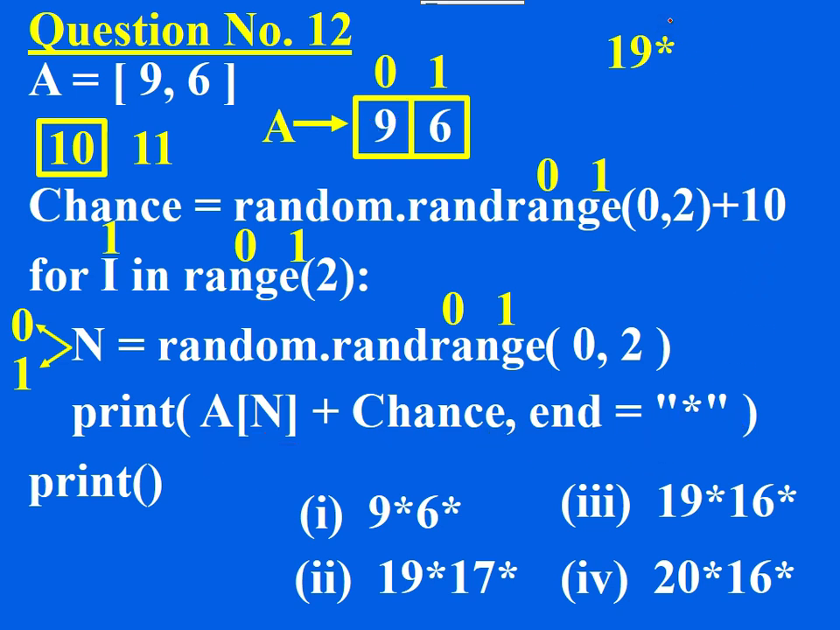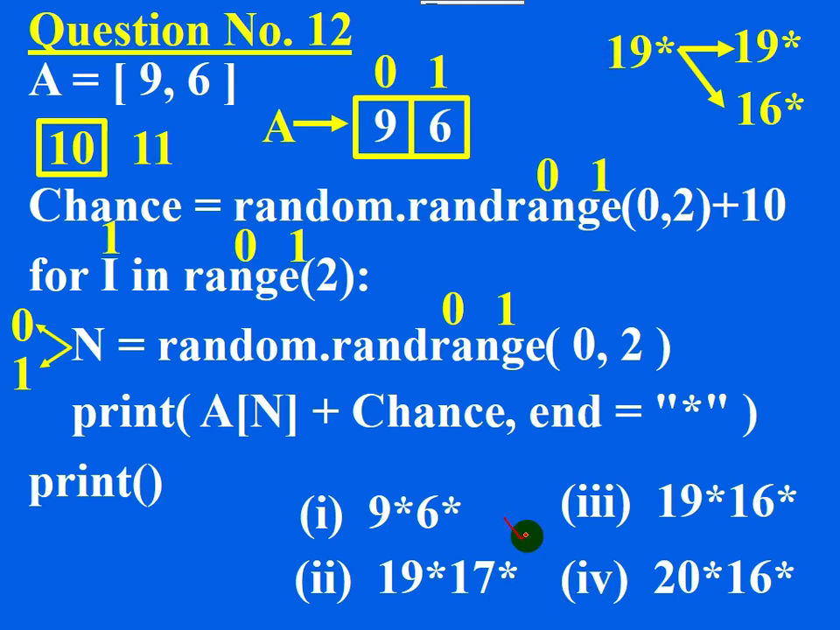The second iteration answer should be added to the previous iteration answer. Now suppose if n is taken as 1, a of 1, that is 6. Chance is taken as 10. So 6 plus 10, 16. The ending character is star, 16 star. That should be added to the previous iteration answer so that you get all the possibilities.